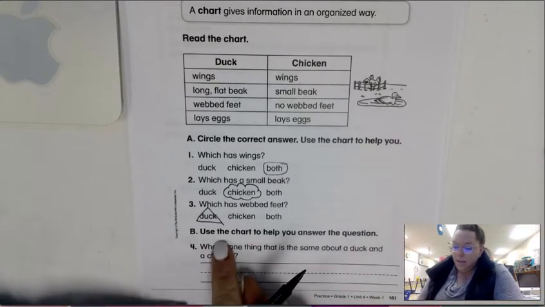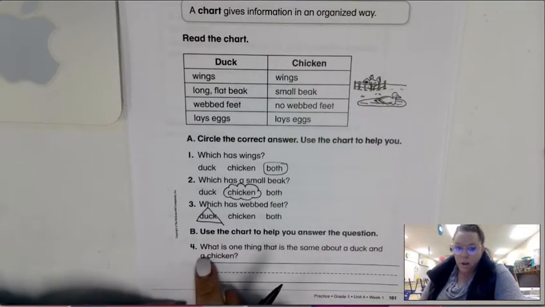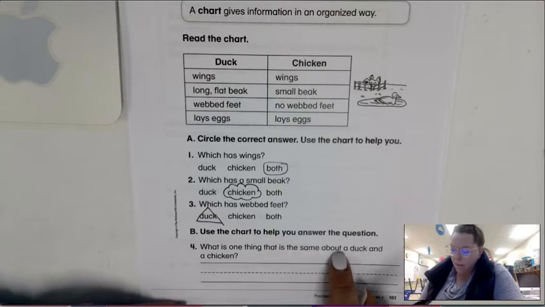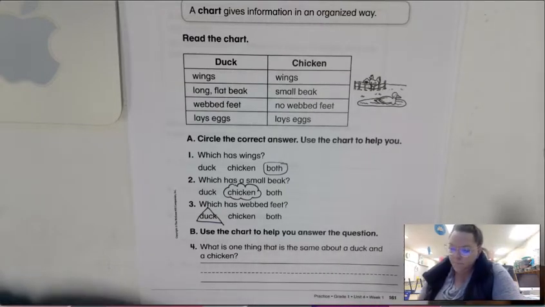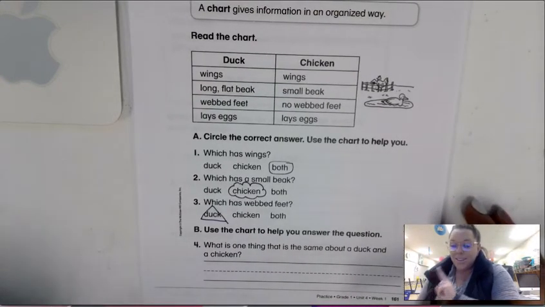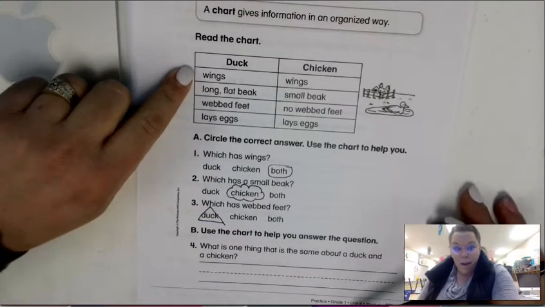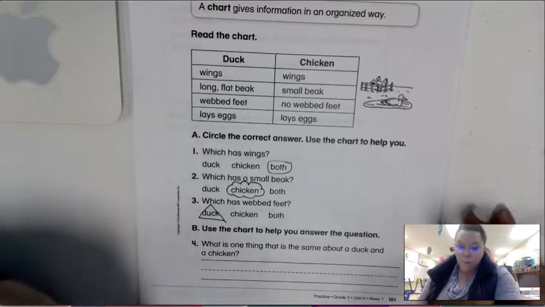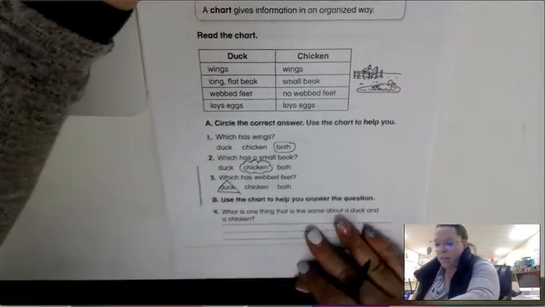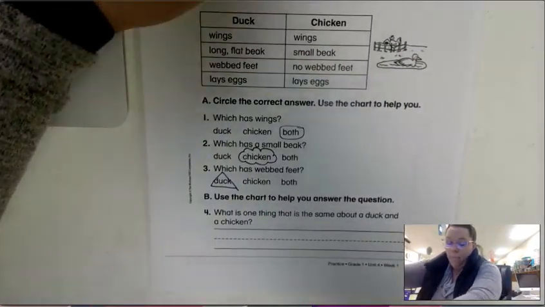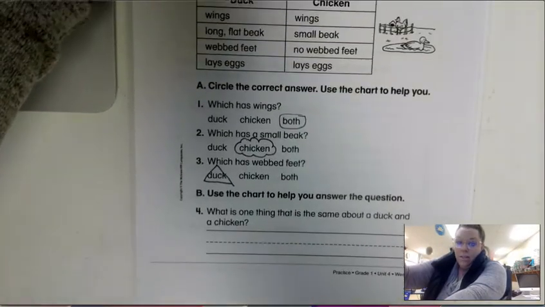Okay, now it says use the chart to help you answer the question. What is one thing that is the same about a duck and a chicken? What's one thing that's the same? I saw 2 things that were the same. One thing is that they both have wings, and the other is that they both lay eggs. I want to talk about the eggs. If you decide that you want to write about the wings, you go right ahead.